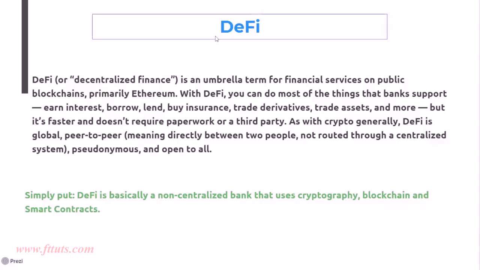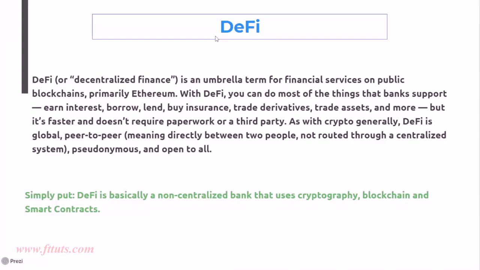DeFi is something that I also want to talk about as fundamental information to understand about crypto. DeFi, or decentralized finance, is an umbrella term for financial services on public blockchains, primarily Ethereum. With DeFi, you can do most things that banks do: earn interest, borrow, lend, buy insurance, trade derivatives, trade assets, and more, but it's faster and doesn't require paperwork or a third party. As with cryptos generally, DeFi is a global peer-to-peer system, meaning directly between two people, not routed through a centralized system, and basically open to all.